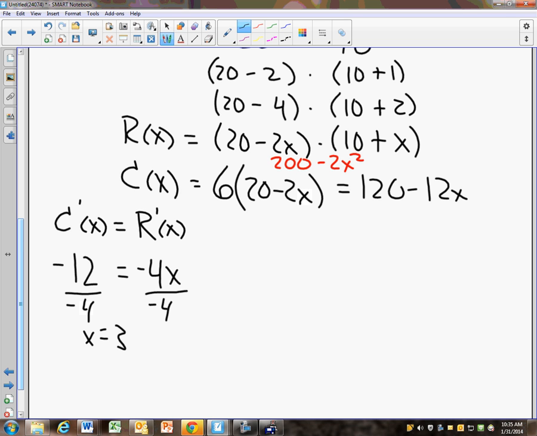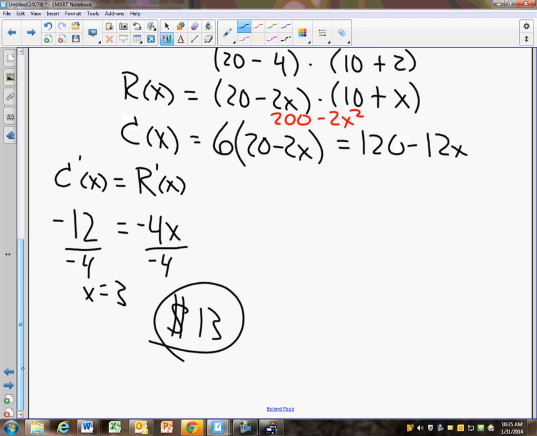Now, Larry, could you again read for us the last part of the problem so we know what it's asking for? So we need to know the selling price. Does 3 tell me the selling price? No. The selling price is going to be 10 plus x, $13. $10 plus x. 10 plus x was our demand function, our price function. That's it.